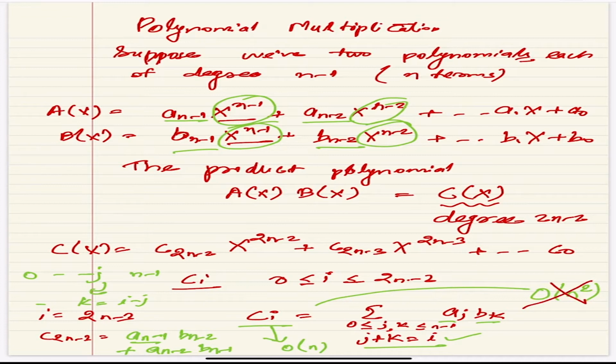Okay. And how many such terms I have to find? There are 2n minus 1 such terms. So overall, to get the entire thing, I need order n square. Now this is what we generally call a naive algorithm.